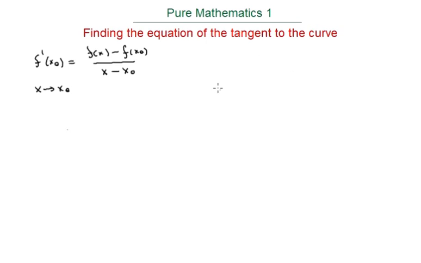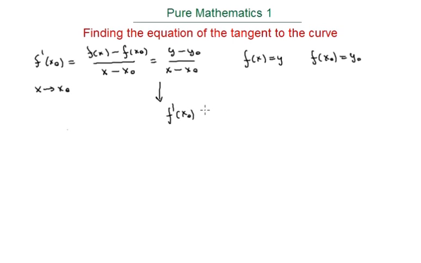Also, what we need to know is that f(x) is y, and f(x0) gives us a y0. We could then replace this in our formula: (y minus y0) over (x minus x0) is equal to f'(x0). And then, using the ratio method, we have that f'(x0) times (x minus x0) is equal to y minus y0.